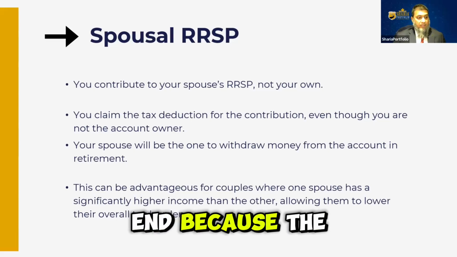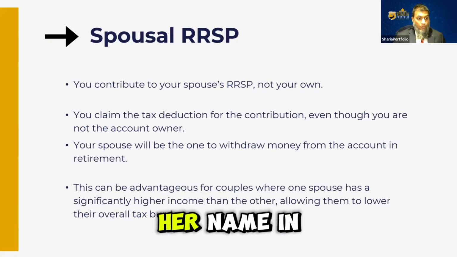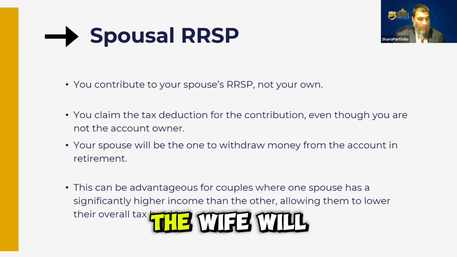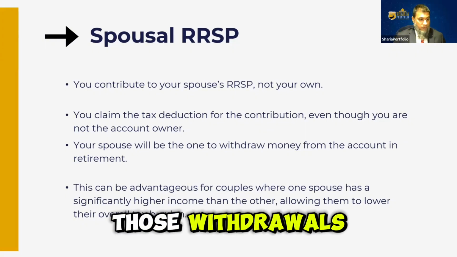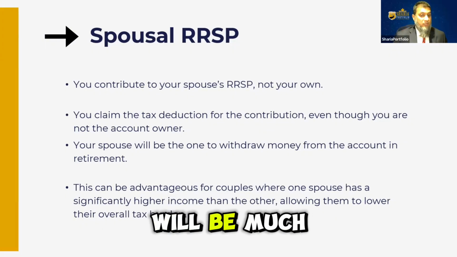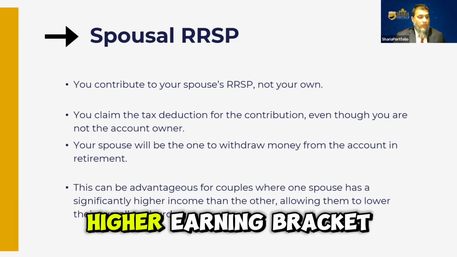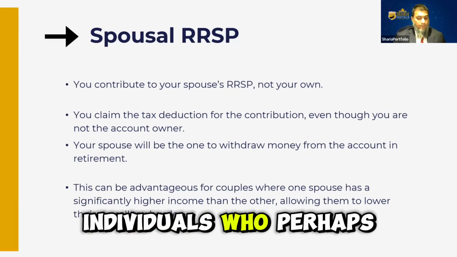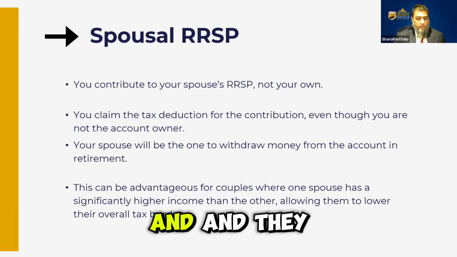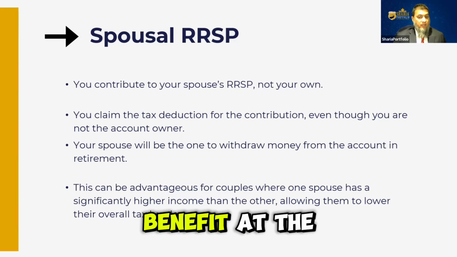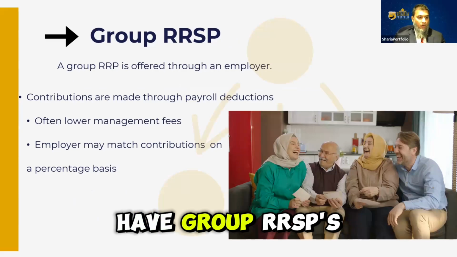Now at the end, because the account is in her name, in the wife's name, when the account is converted from an RRSP to an RRIF, she will be the one who will withdraw, and she will pay taxes at that time for those withdrawals. But again, the assumption there is her tax rate will be much lower. So this is a great plan for individuals who are in a higher earning bracket, who perhaps earn more than their spouse and want to further save on their taxes and give the spouse the benefit at the age of retirement. And then we have group RRSPs.